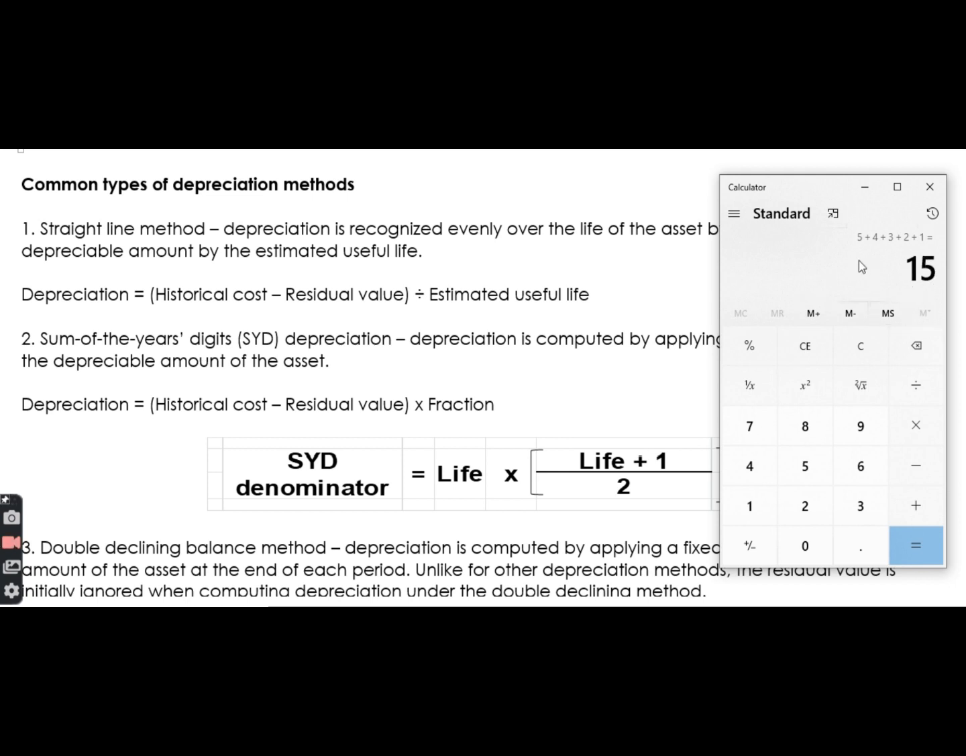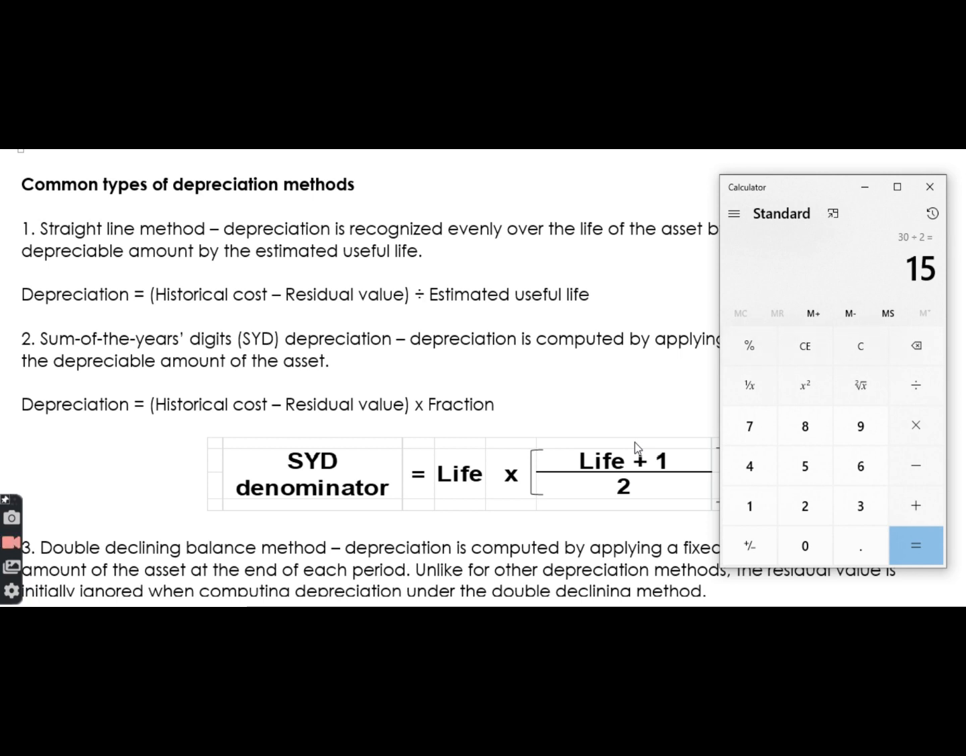Ngayon, hindi kasi natin pwedeng gamitin lahat yung ganyang method. Paano kung 20 years yung life? 20 plus 19 plus 18, di ba? Kaya nga ang gagamitin nating formula is ito. Or basically, n times n plus 1 divided by 2. Ang n natin yung number of years. So 5 times n plus 1, so 5 plus 1 times 6, so times 6. Tapos divide mo ng 2. Yun din lang yun, 15.